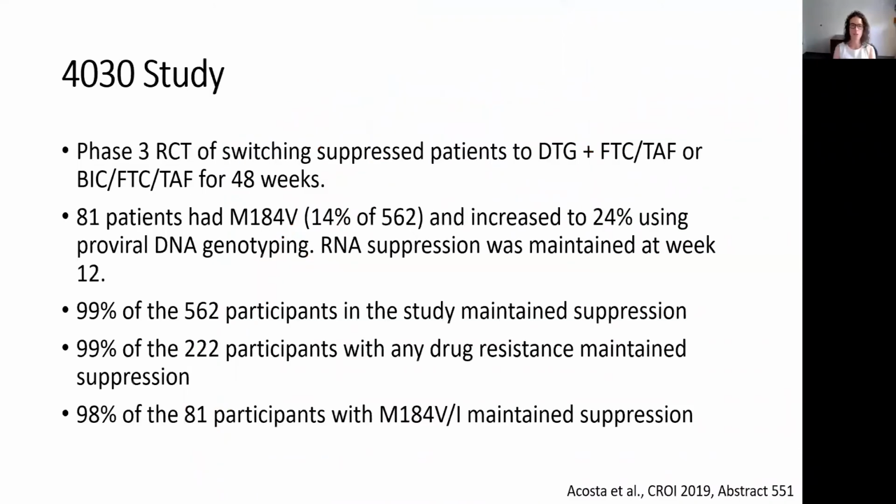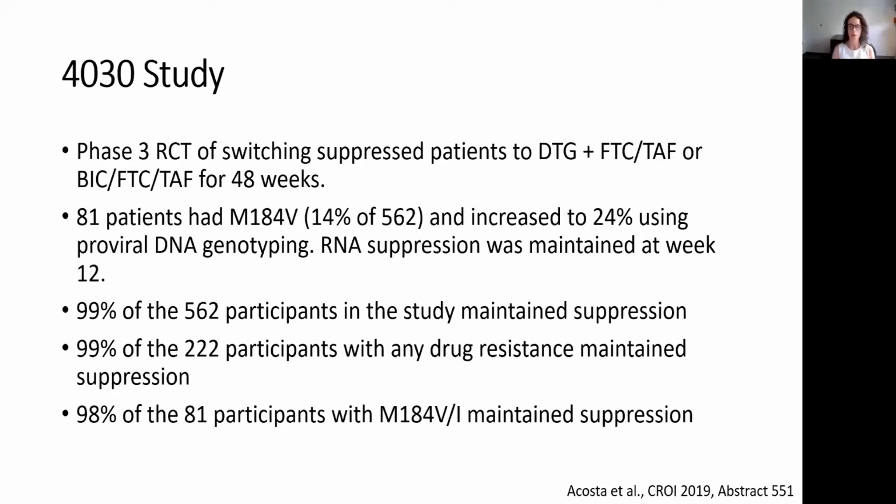So moving on, this was the more recent 4030 study, which enrolled patients who are similar to ours. So this is a patient who was virologically suppressed and was switched to either dolutegravir and FTC-TAF or to bictegravir-TAF-FTC for 48 weeks. And this was a large study really looking at the efficacy of switching to bictegravir-TAF-FTC.